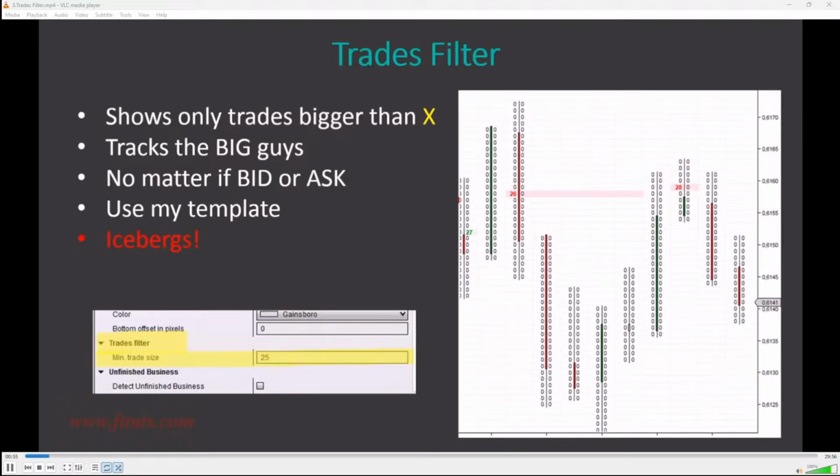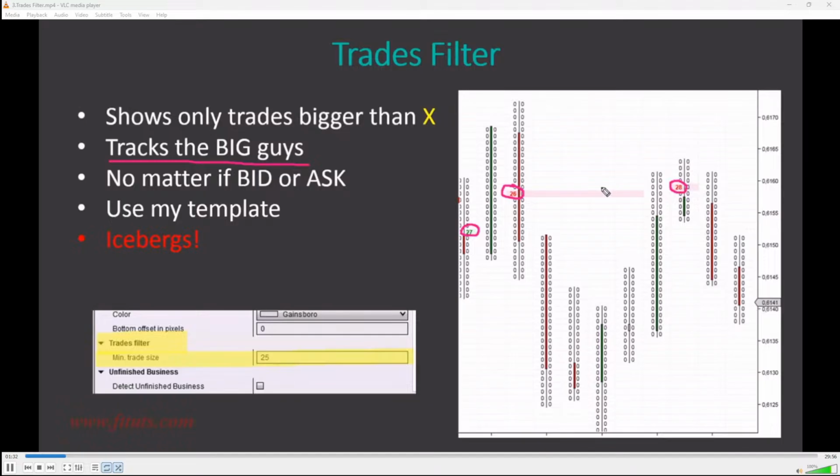So this way we can see the biggest trades, the big guys, we can see where they placed their big trading orders. So the trades filter is great for tracking the big guys, the trading institutions. And as you can see in here on this chart, there were 3 places where the institutions placed a big order. In here, the 26 on bid, this 27 on ask, and this 28 contracts on bid.